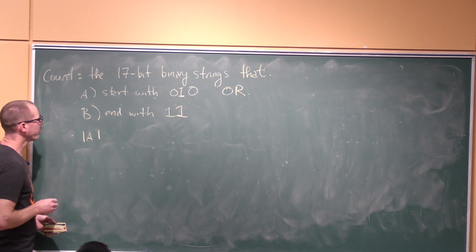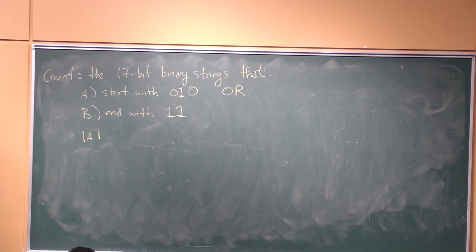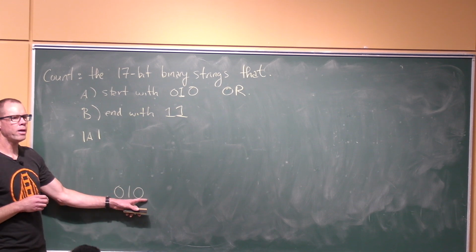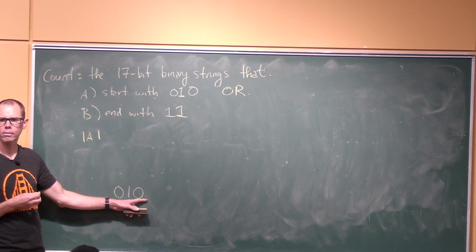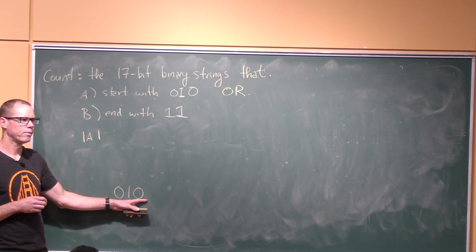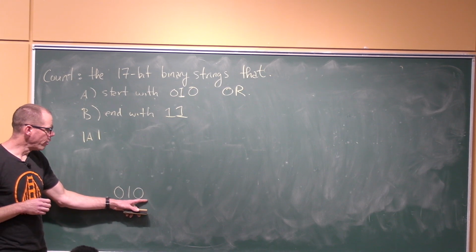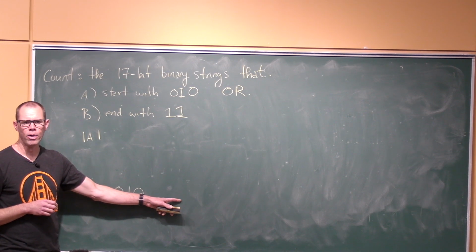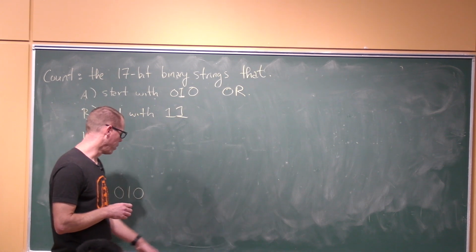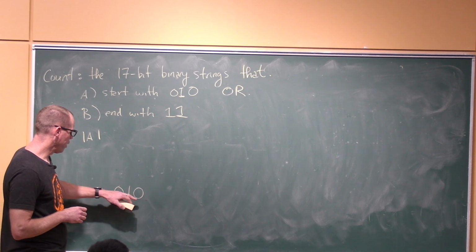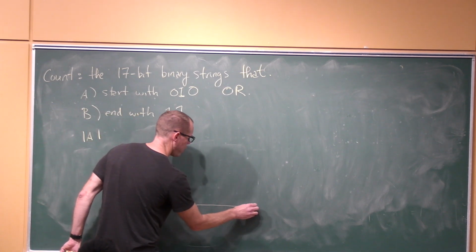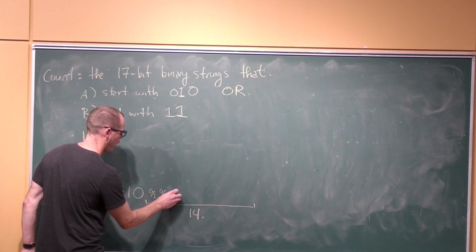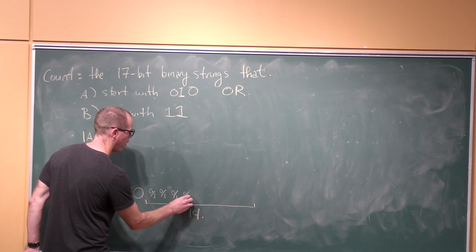So the strings in A, what do they look like? Well, they start with 0, 1, 0. And what comes next? Yep, a 1 or a 0, and then after that a 1 or a 0, and then after that a 1 or a 0, and so on. So they start with 3 fixed characters, and then they have 14 characters, each of which I have 2 choices for, 0 or 1.